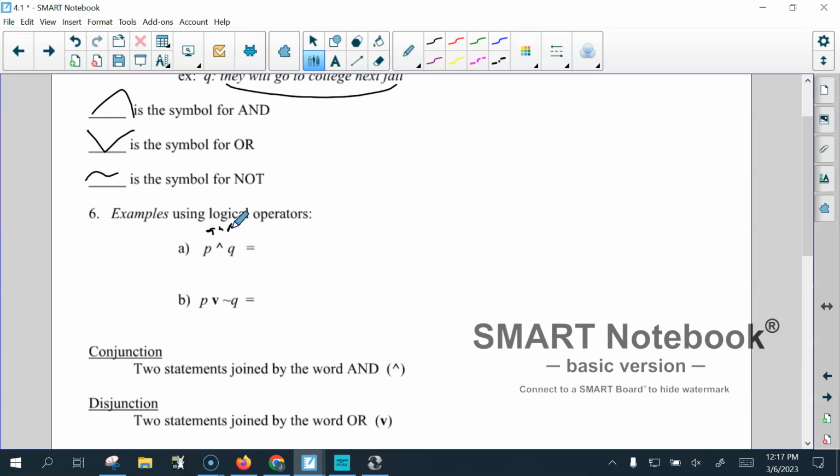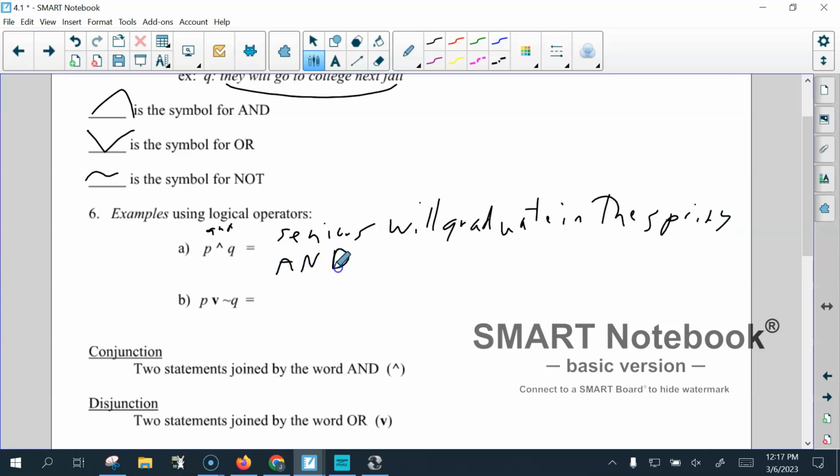So we substitute back in the statements we have. So seniors will graduate in the spring. We just write that. That's the P. And obviously we don't have to capitalize it when we write normally, but I'm just emphasizing it. They will go to college in the fall. So nothing super challenging. We're just substituting statements with letters.